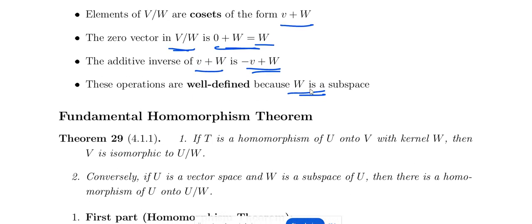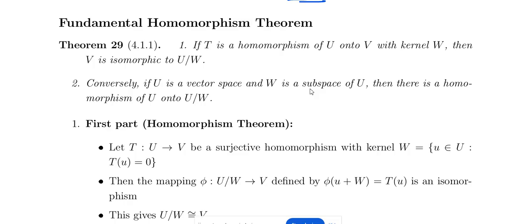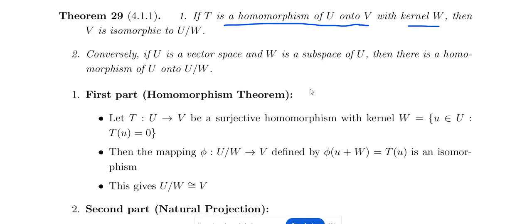And the fundamental homomorphism theorem: if T is a homomorphism from U onto V with kernel W, that is, the collection of elements of U which map to the identity element of V is called the kernel W, then V is isomorphic to U by W. And conversely, if U is a vector space and W is a subspace of U, then there is a homomorphism of U onto U by W.